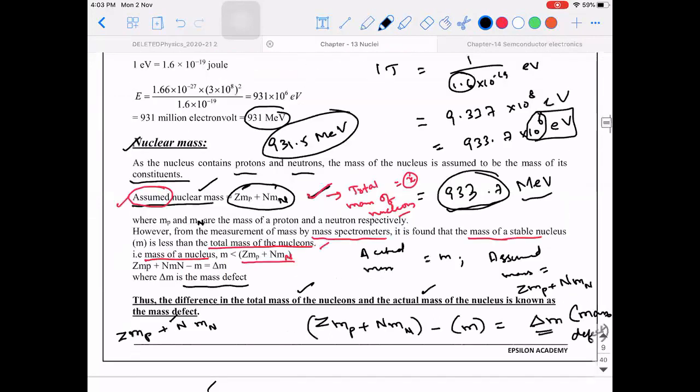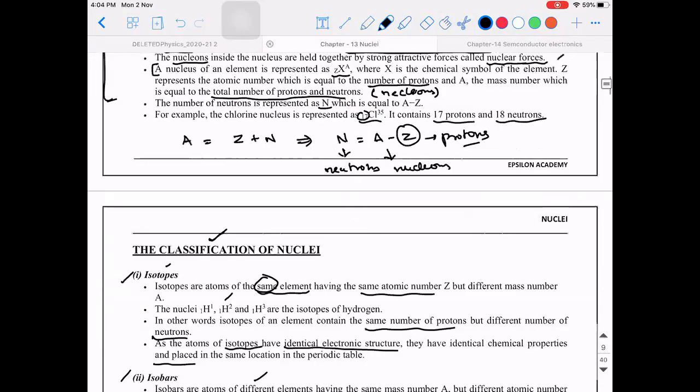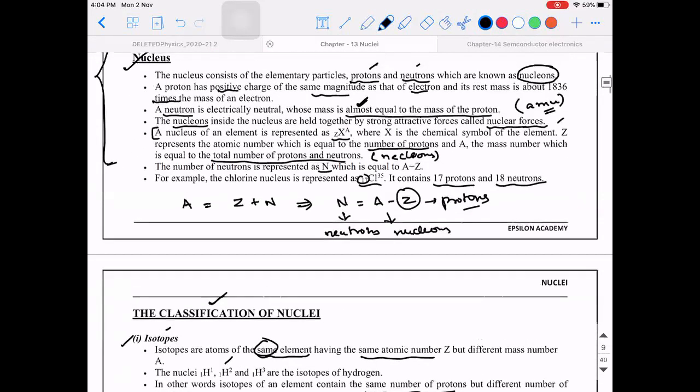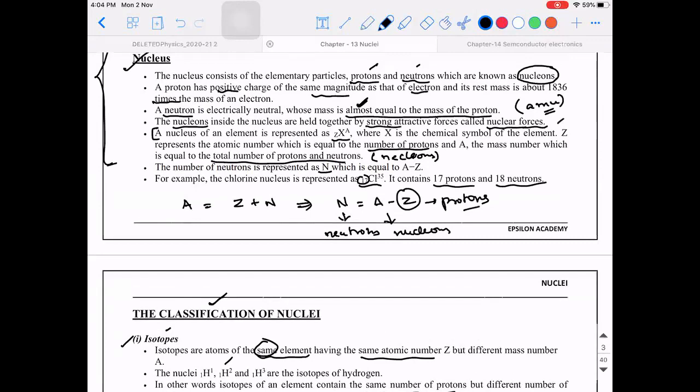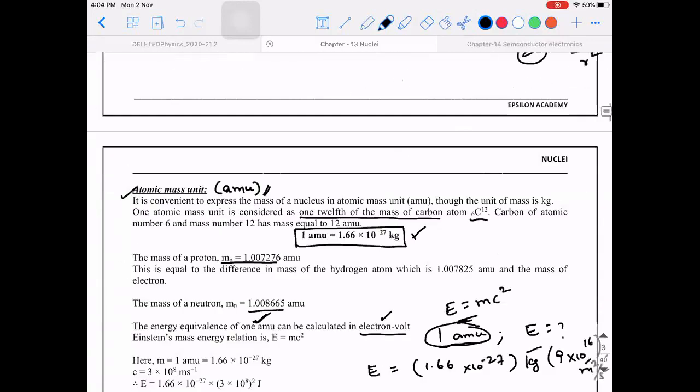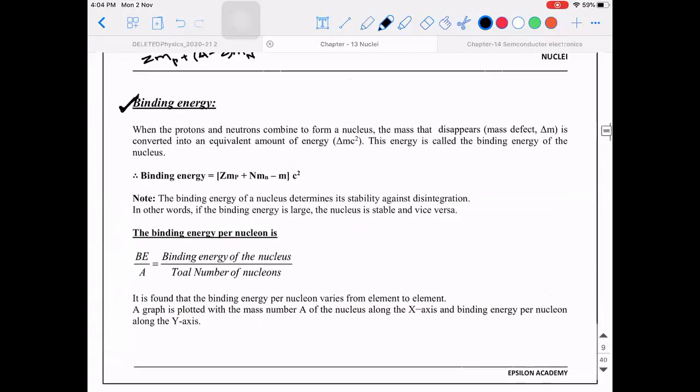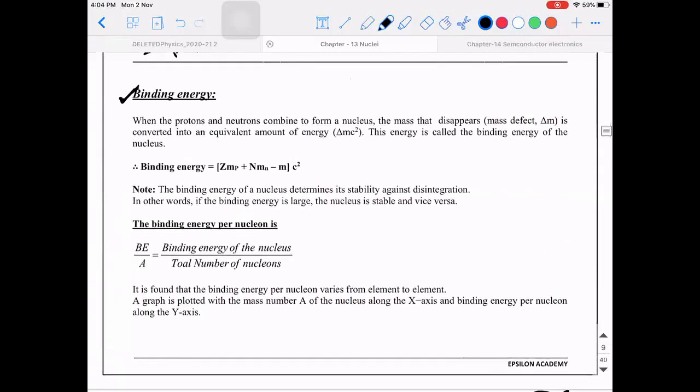When we saw the introduction of the nucleus, I told you one important point. A nucleus is an element where the nucleons inside are held together by strong attractive forces called the nuclear forces. Now comes the question. Let us forget about the nucleus for now. I have an empty bag, and I'm trying to replicate the model of a nucleus in a real-time experiment.